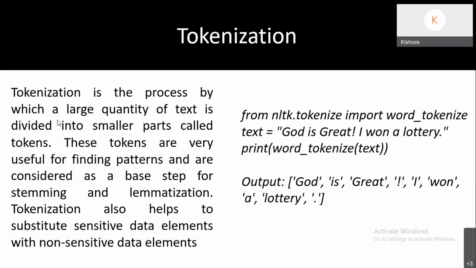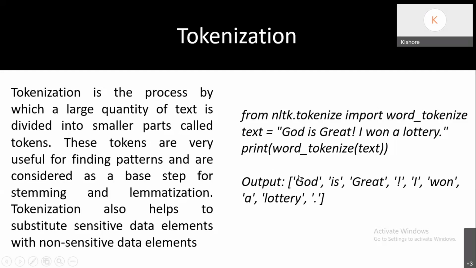Now there is an example for tokenization here. We are going to use tokenization from NLTK, which is a library, and there are two functions: word_tokenize as well as sent_tokenize. Since I have a sentence as the input, I am just using the word tokenizer. In a variable called text, I am assigning "God is great! I won a lottery." This is a sentence of mine. I am printing word_tokenize of text. So what is the output?